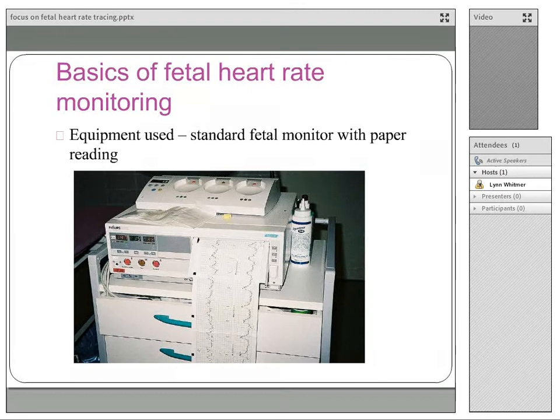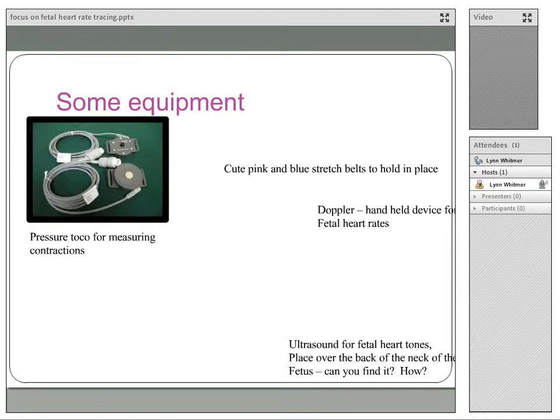Some of the equipment that you'll need when you're using your fetal monitor is, first of all, the toco, or the pressure device. It's for measuring contractions. As you can see, this part is the outside. This is the inside, so this is what lays next to mommy's skin. This is a little pressure sensitive device. As the uterus contracts, so the muscle gets harder underneath this device, it will read it as pressure. That pressure will be interpreted onto a piece of paper.